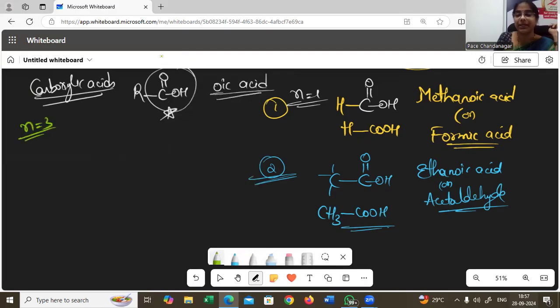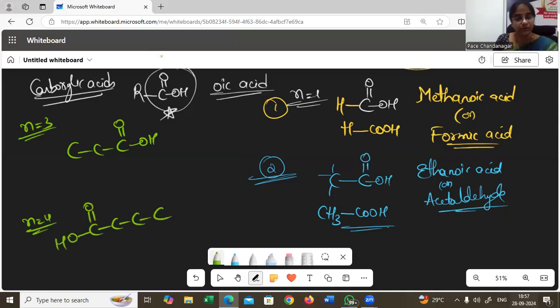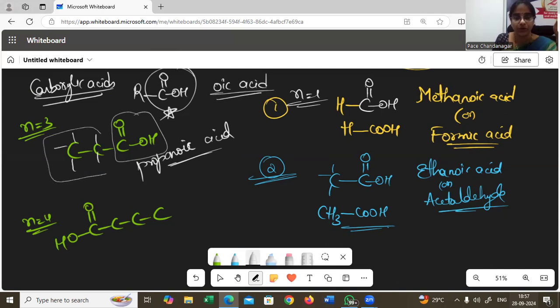Now go on with N equals 3. Three carbons at a stretch, COOH. You can show it either on the right side or on the left side. N equals 4, C1, 2, 3, 4. I can show it like this also. Here also it is fine. There also it is fine. So COOH here. This is propanoic acid. And what is this? CH3, CH2, COOH. This is nothing but my C2H5COOH.